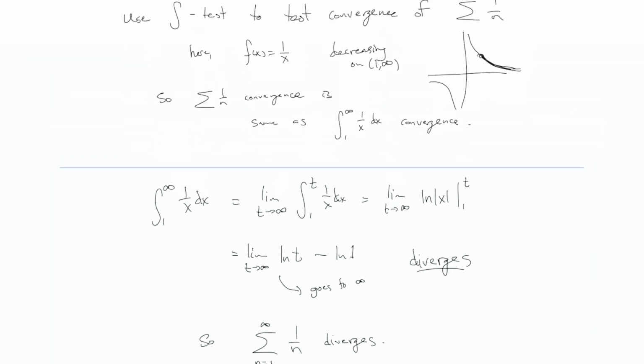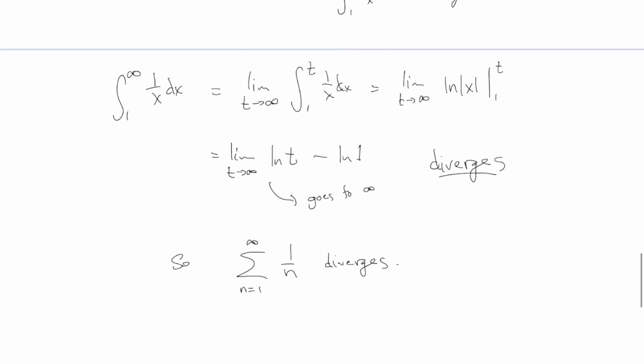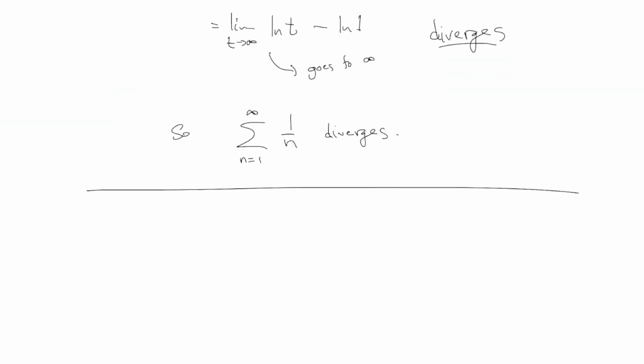All right? This is a typical sort of easy example of doing the integral test to see if a series converges or diverges. Any questions about that one? Let's try 1 over n squared. How about the series 1 over n squared?